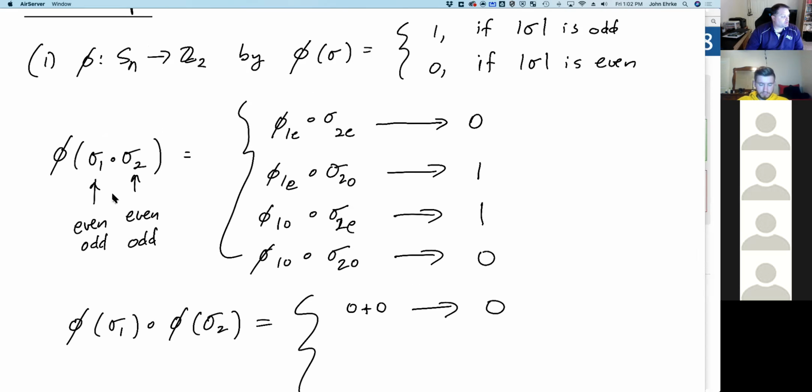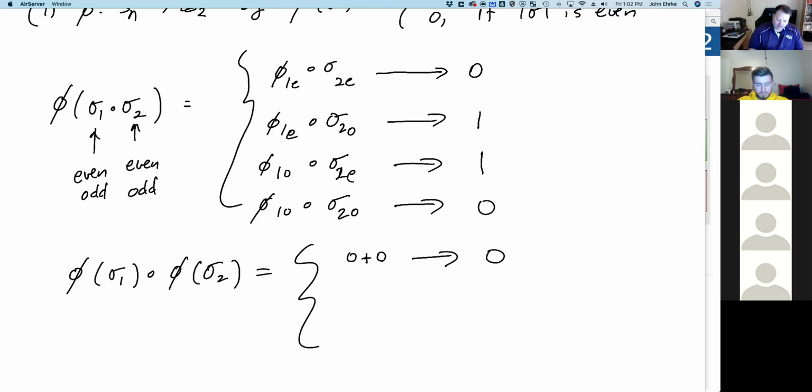So phi of sigma 1, and I'm following these 4 cases. Both of these would be 0 if the transposition is even, so 0 plus 0 is 0, it matches. If you had the even and odd case, you would have 0 plus 1, which is 1. Here you would have 1 plus 0, which is 1. And in the both odd case, you'd have 1 plus 1, which mod 2 is 0. So you can see that this maps to the same outputs as this does. Therefore, phi of sigma 1 sigma 2 is the same as phi of sigma 1 composed with phi of sigma 2. So it is a homomorphism.